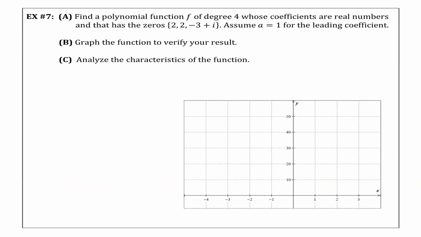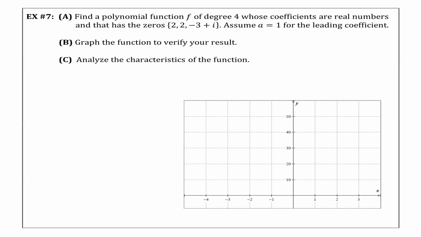All right, so it says find a polynomial function of degree 4 whose coefficients are real numbers and that has the zeros 2, 2, -3 plus i. Assume a equals 1 for the leading coefficient, okay? So we're going to do that first part. We're going to use our zeros. Your zeros come from your factors. Say it with me. My zeros come from my factors, okay?